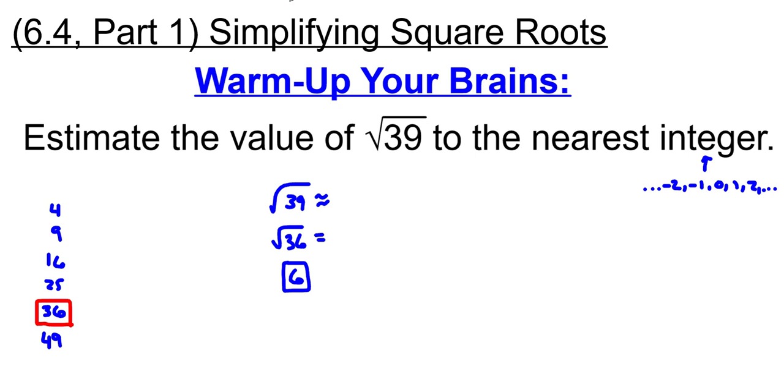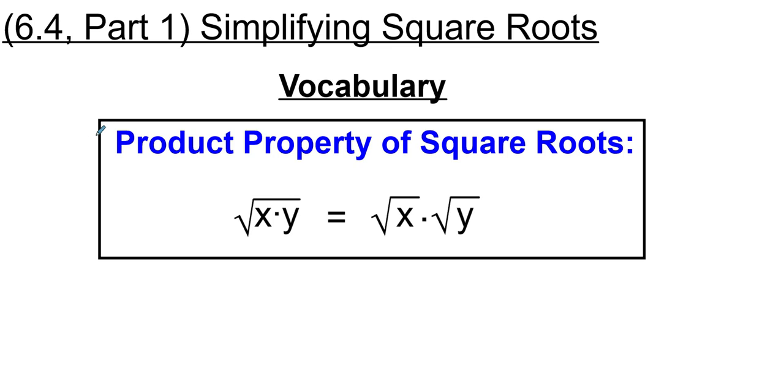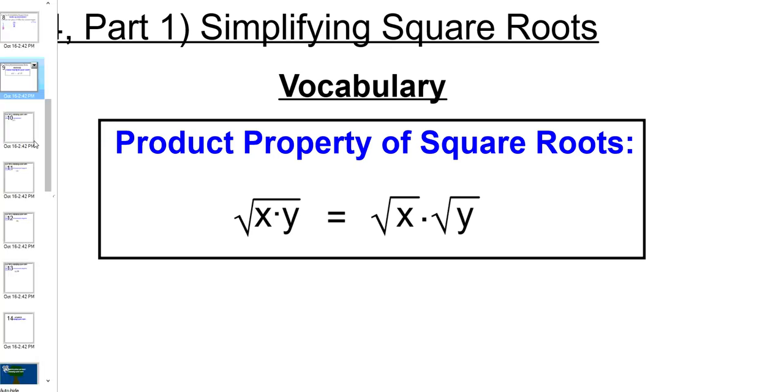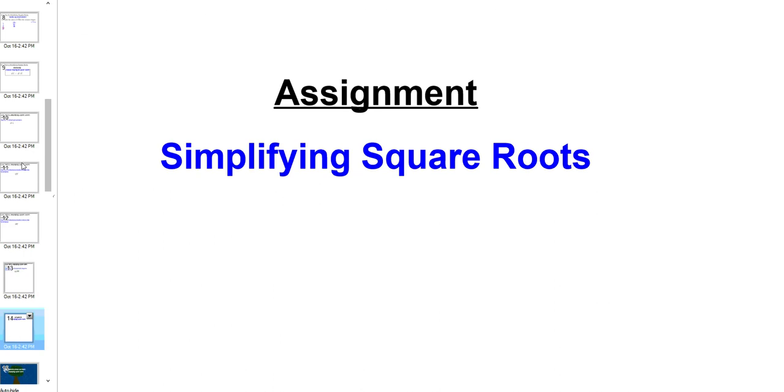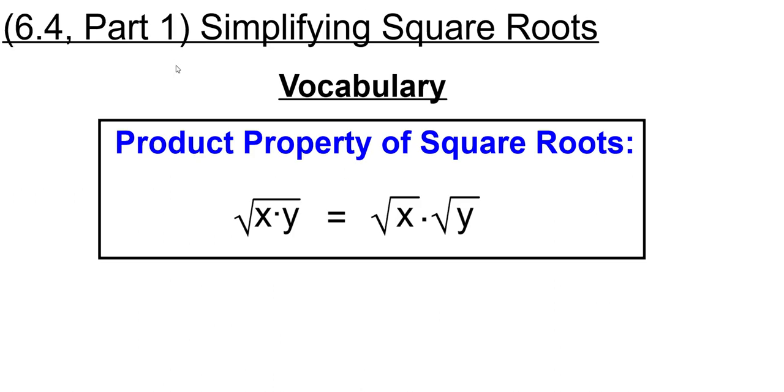But again, today we are going to be looking at simplifying square roots, which is different than estimating. So today we're going to use two properties. Here's the first one, the product property of square roots. And actually, now that I said that, let me just verify. No, I'm sorry, we're only using one property today. That's why I split this into two parts. So the one property we are using today is the product property.